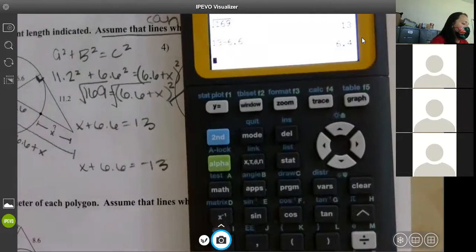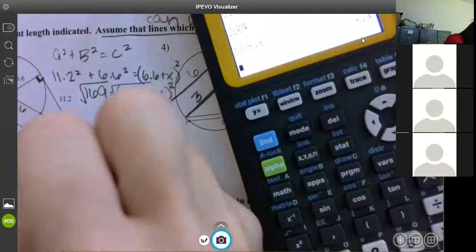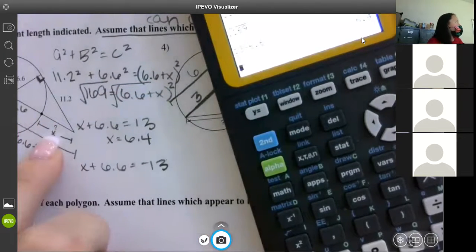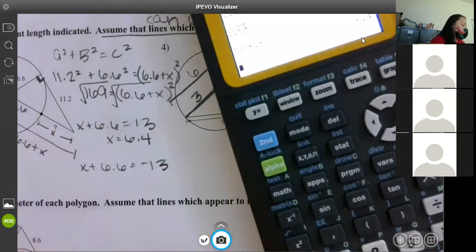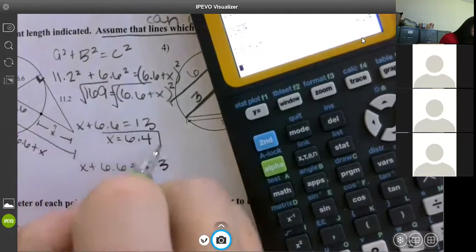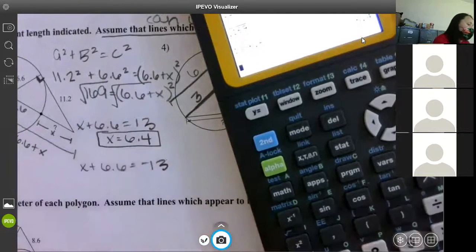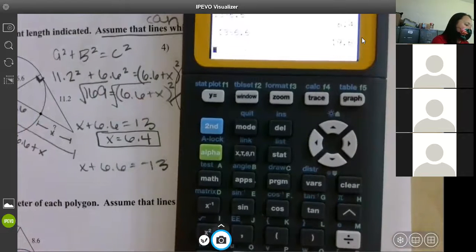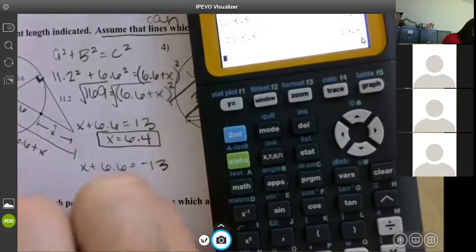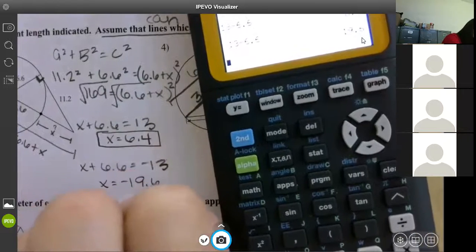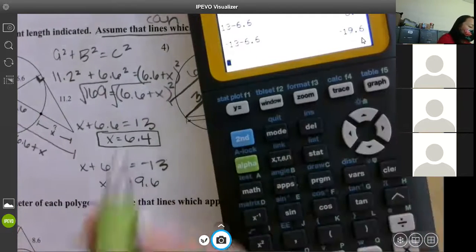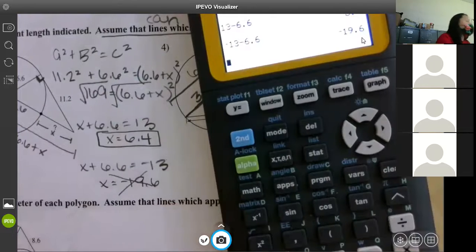Subtract 6.6 and we get 6.4. This one is going to be an answer because that is a valid length. 6.4 is a valid length, so this is good. We're going to check the other one. We're going to do the same thing, except we're subtracting it from negative 6.6. And we get negative 19.6. Can I have a negative distance? No. So this one is one of those extraneous solutions.